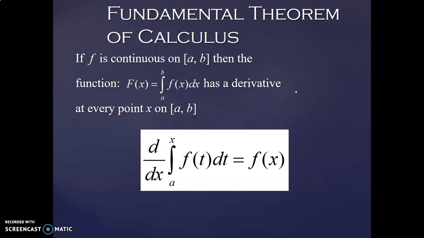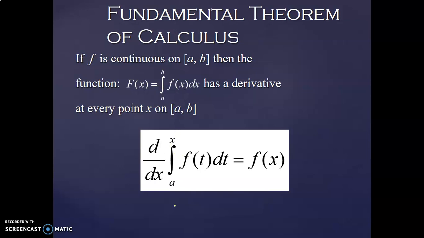So one piece of the fundamental theorem of calculus says that as long as little f is continuous on this interval, then the antiderivative, or the integral of it, has a derivative at every point. Now, this is just a convoluted way of saying that derivatives and integrals undo each other as long as certain things are in the right place.